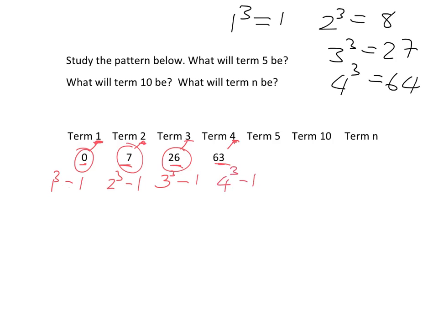So the relationship that we're looking for is that for any term, the way you get it is you cube and then subtract 1. So what will term 5 be? We take 5 cubed and we subtract 1. 5 cubed is 125 minus 1, 124. For term 10, 10 cubed, subtract 1. 10 cubed is 1,000. 1,000 minus 1 is equal to 999. And term n will then just be take the number, which is any number n, cube it, and subtract 1.